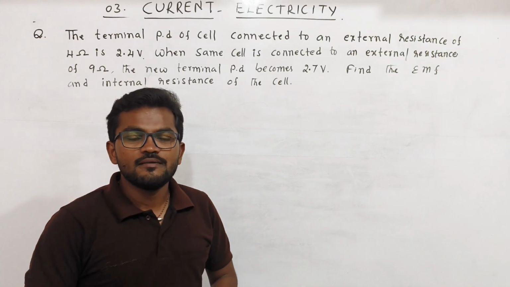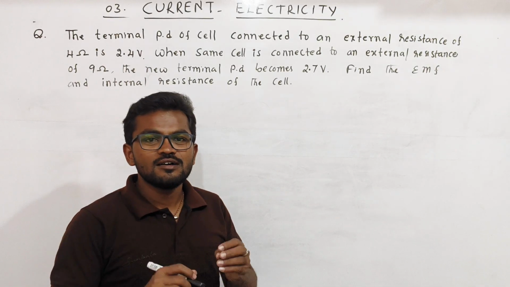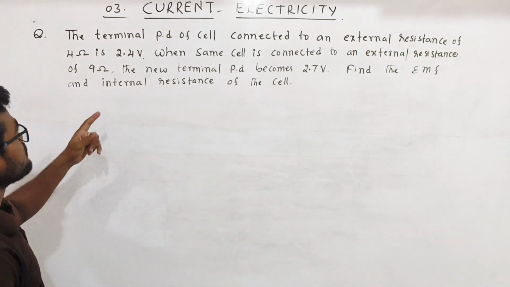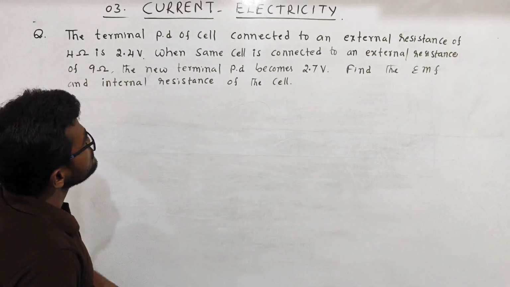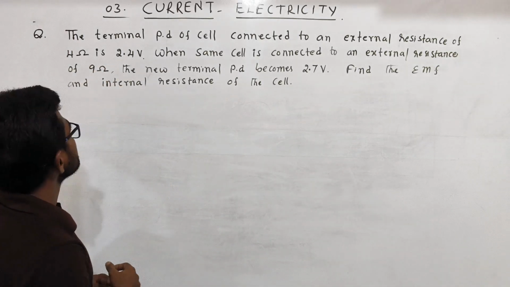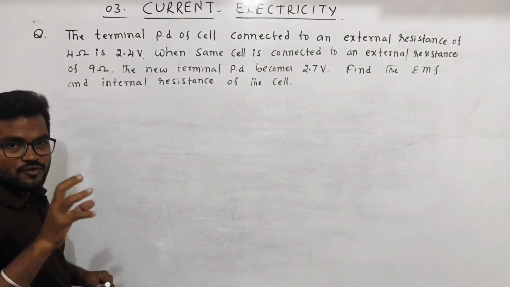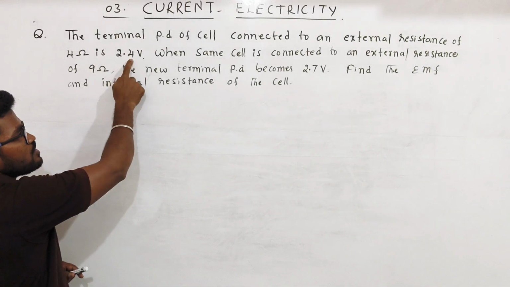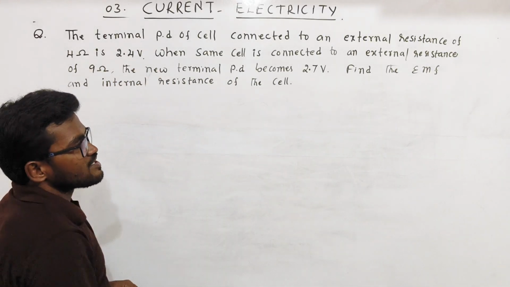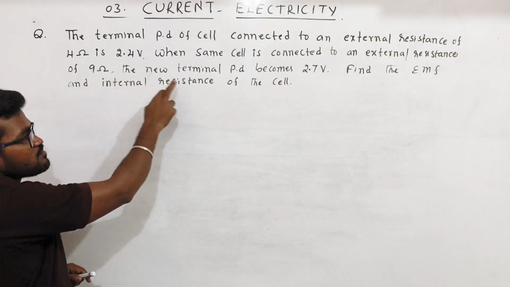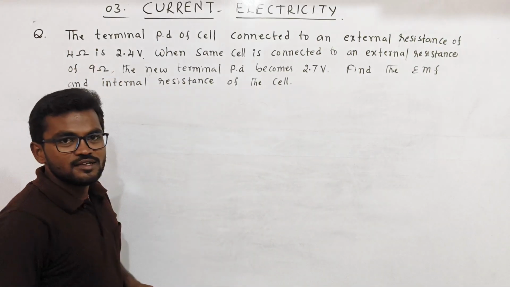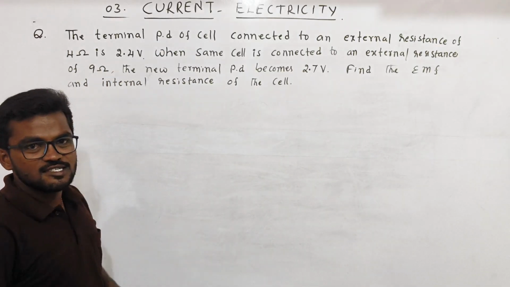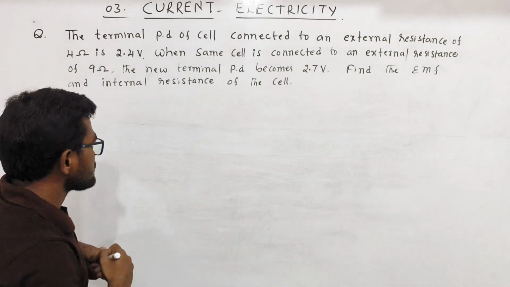And the next question, this is very important but quite different. Look at the question. The terminal potential difference of a cell connected to an external resistance of 4 ohm is 2.4. When the same cell is connected to an external resistance of 9 ohm, the terminal potential difference is 2.7. Then we have to find EMF and internal resistance. There are two cases in the question. Let us consider the first case.